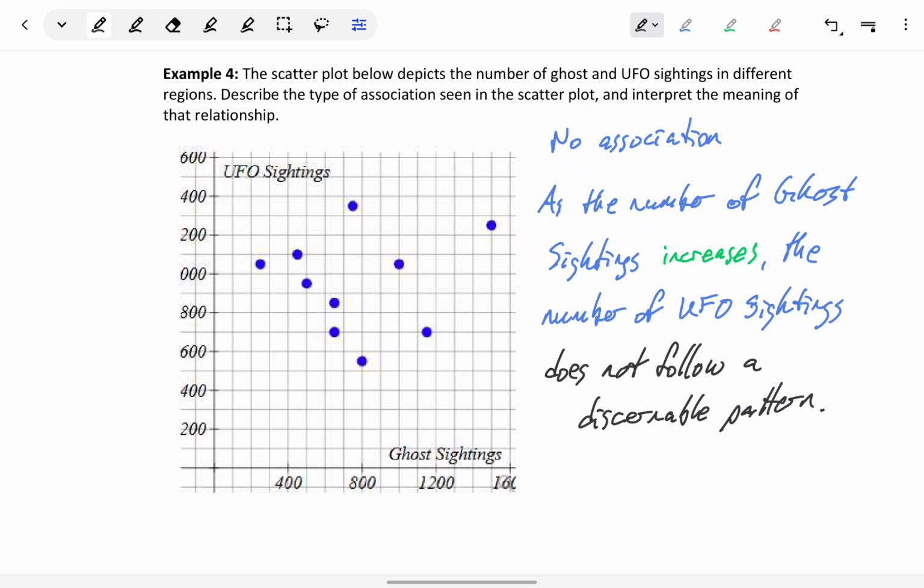And perhaps here we should really emphasize that what we're talking about is a linear pattern. There could be some other kind of pattern that we can make out of that data, but we're really talking about a straight line pattern, seeing a clear relationship between both variables increasing together, both variables decreasing together, or having opposite behaviors of each other. Or we could flip this around the other way and say that as the number of ghost sightings decreases, the number of UFO sightings still does not seem to follow a discernible pattern.